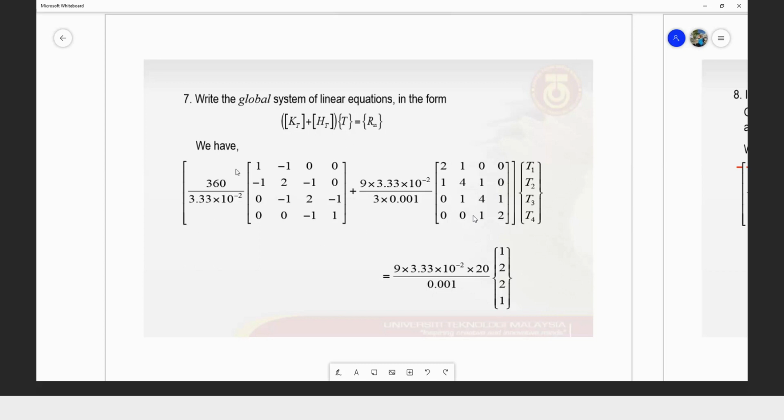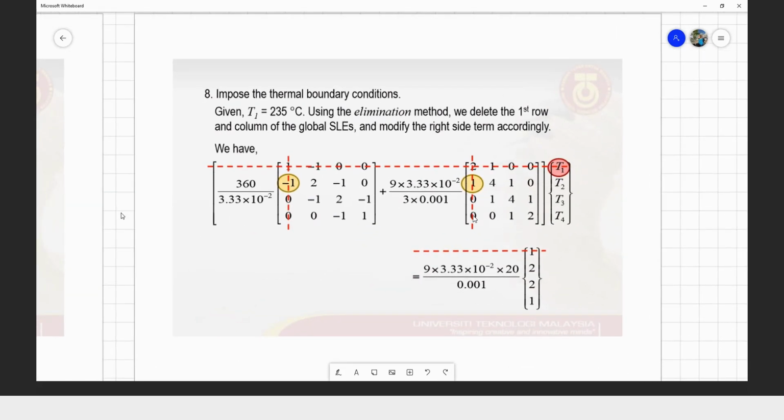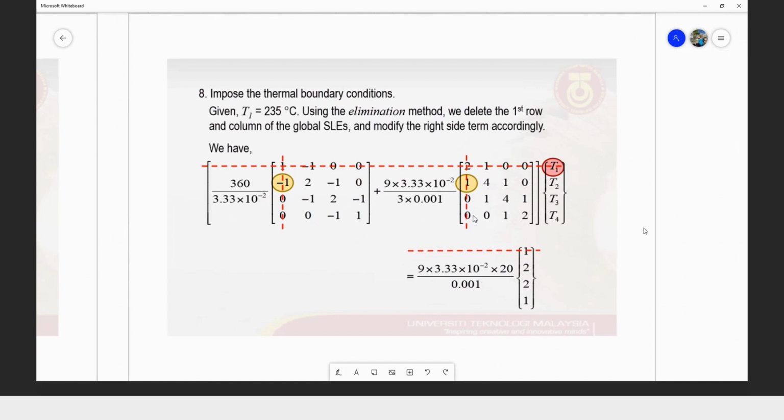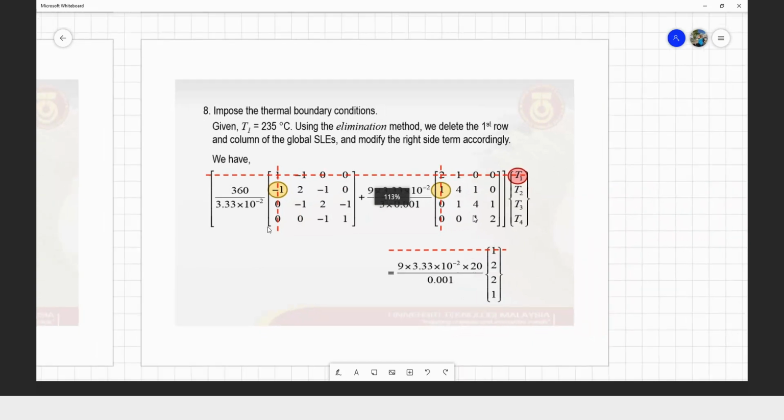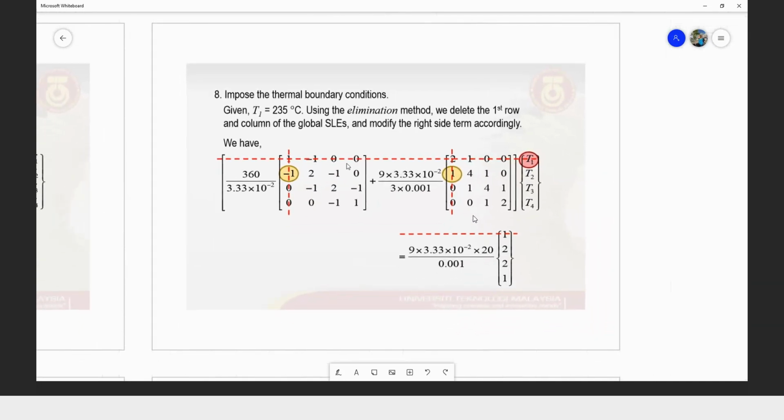In this case, we have the system of linear equations ready. Then we look at the boundary conditions. We have a known boundary condition at node number 1, where the temperature is 235 degrees Celsius. In that case, we can eliminate the whole row and column for all elements K, H, T, and R. Then we will get something like this, as shown in this slide, to eliminate the whole row and columns.